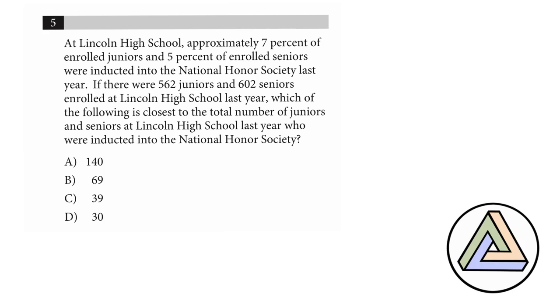Moving on. At Lincoln High School, approximately 7% of the enrolled juniors and 5% of the enrolled seniors were inducted, blah, blah, blah. I don't care about that. If there were 562 juniors and 602 seniors, which of the following is closest to the total number of juniors and seniors at Lincoln High School inducted into the thing? Okay, so basically all you have to do here is, number one, associate 7% with juniors, and there's 562 juniors. Associate 5% with seniors, and there happens to be 602 seniors, right? So basically all you have to do is find, okay, well, what is 7% of the 562 juniors, and what is 5% of the 602 seniors?